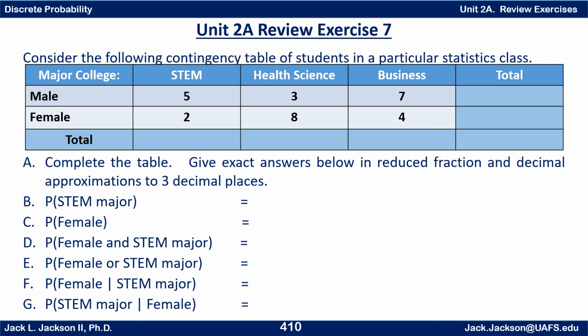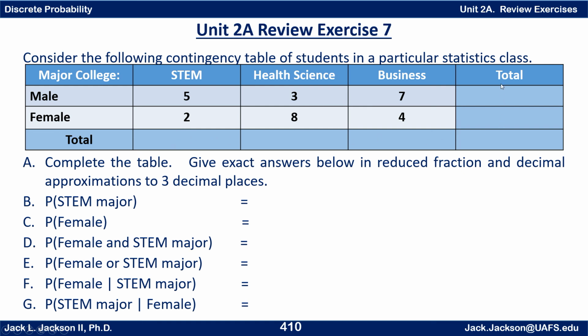Exercise 7. Here we have what's known as a cross-tabulation table or contingency table. Notice that we have male and female, and then we have colleges for their majors: STEM, health science, or business. So, for example, this 5 here says that there are 5 students who are both male and STEM majors. We have 3 male health science majors, and 7 male business majors. Those are in a row. The row below that, in the same order for the colleges, has the female students: 2 female STEM students, 8 female health science students, and 4 female business students. Notice that those are intersections.